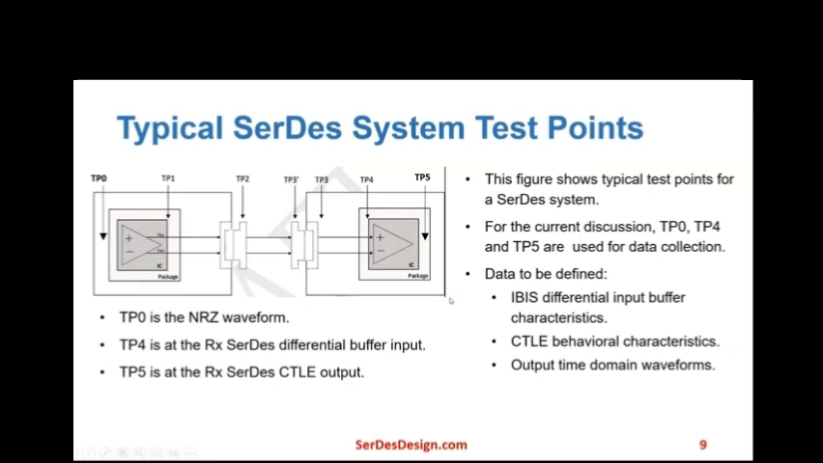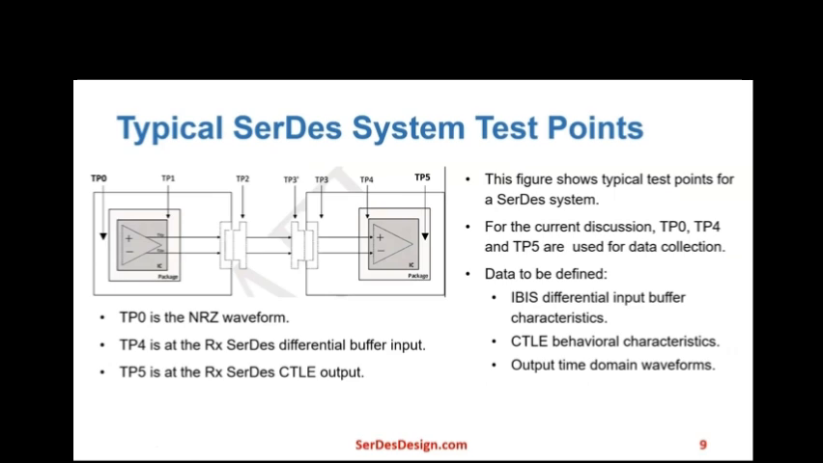To start, let's talk about the typical SerDes custom test points. This figure shows typical test points for a SerDes system. For the current discussion, test points 0, 4, and 5 are used for data collection. NRZ data streams are used for modeling, though the Rx IBIS-AMI models may support PAM4 as well.